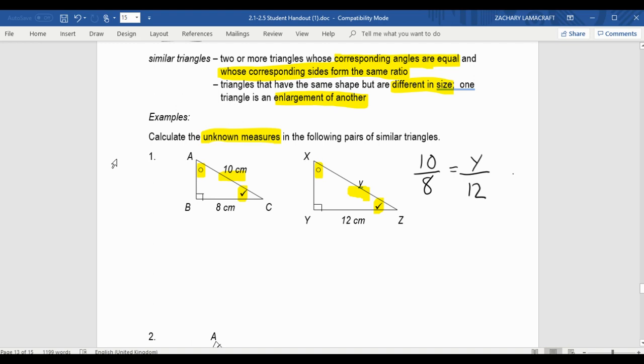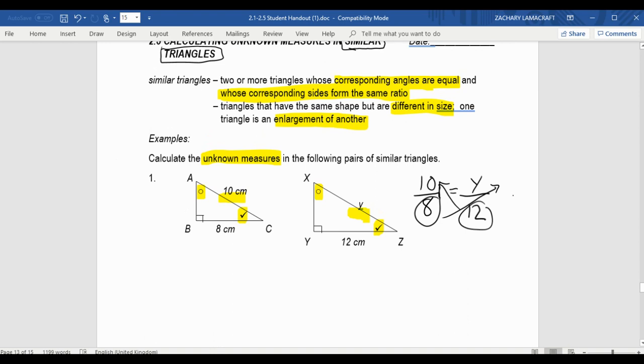Cross multiplication, right? So we're going to take this and bring it up there, and we're going to take that and bring it up there, right? Since it's division on one side, to bring them to the opposite side, it becomes multiplication. So then it would be 12 times 10 and 8 times Y. Okay. So 12 times 10 being 120, equaling 8Y. How do we get Y by itself?